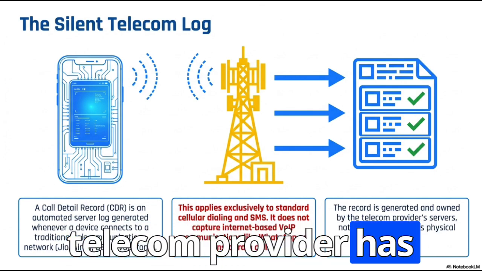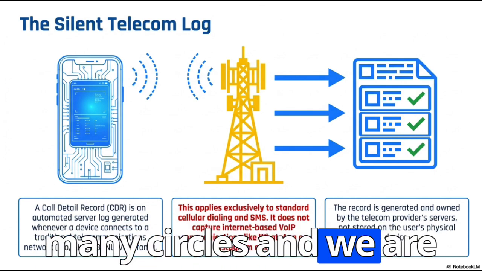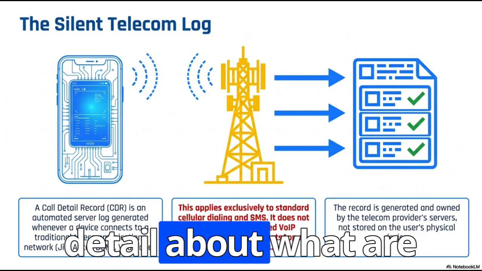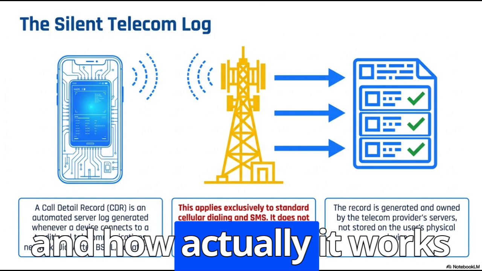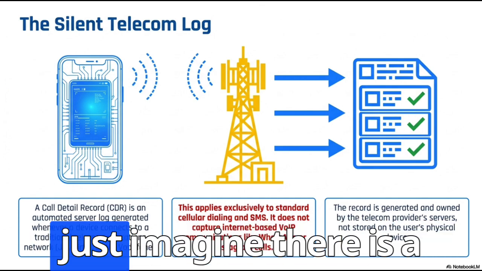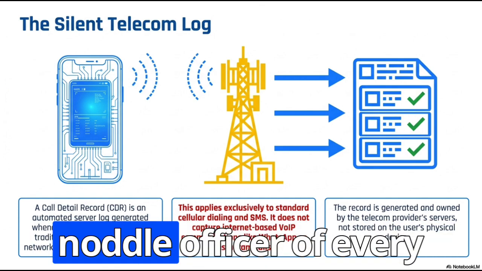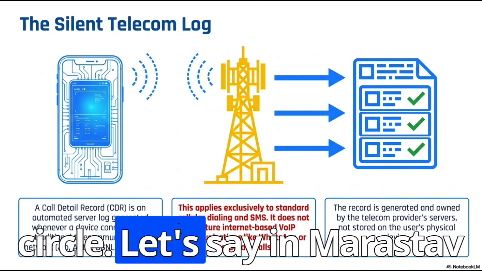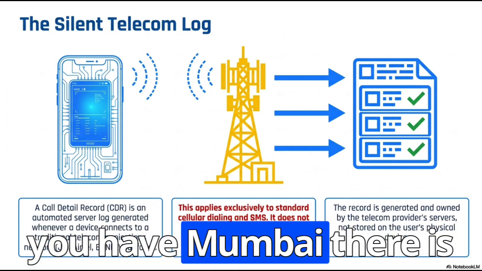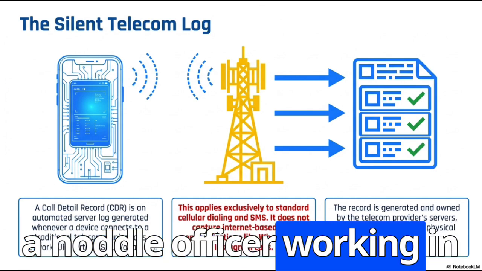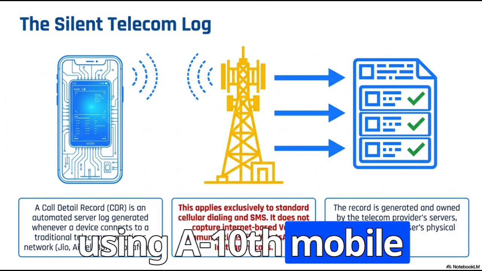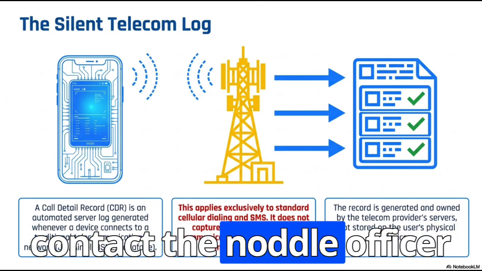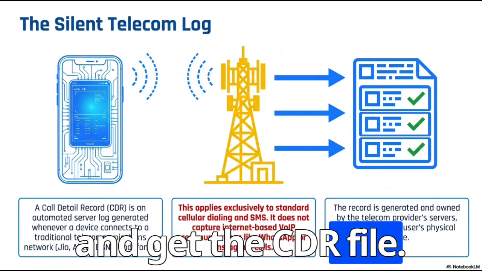Every telecom provider has many circles, and we are going to take a look in detail at what MMCs and circles are and how it actually works in this video. But for now, just imagine there is a nodal officer for every circle. Let's say in Maharashtra we have Mumbai. There is a nodal officer working in Airtel, and if the suspect is using an Airtel mobile number, you can just contact the nodal officer and get the CDR file.